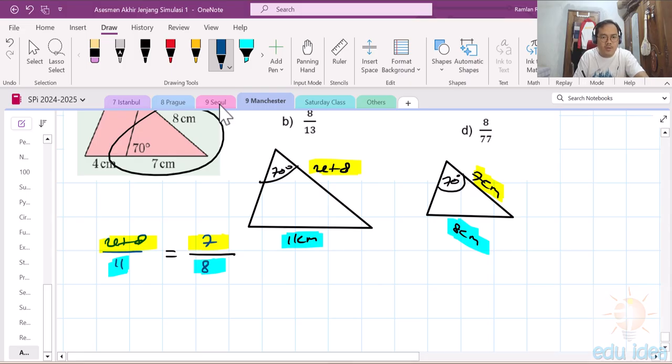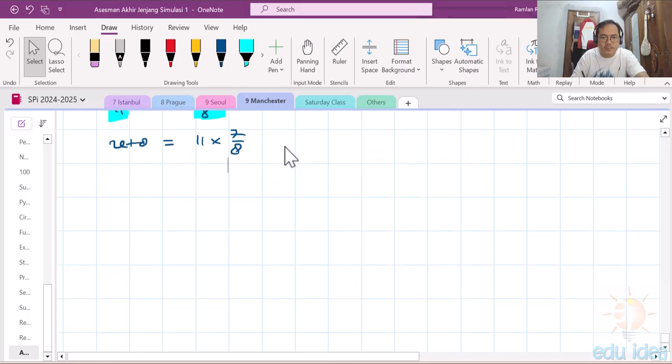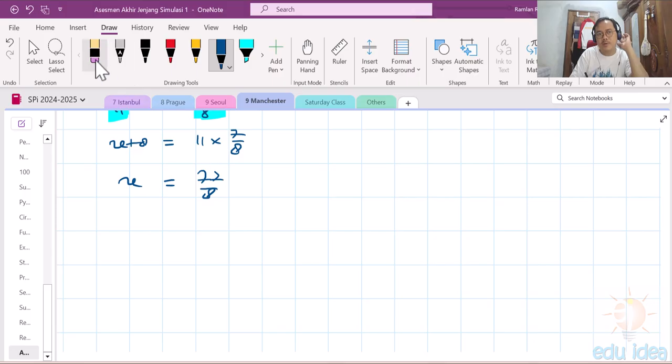Again, you can do a cross multiplication, or you can just multiply both sides by 11. So you have x plus 8. If I multiply both by 11, that'll be 11 times 7 over 8, right? That'll be just 77 over 8, right? So x equals 77 over 8, and then subtract both sides by 8.